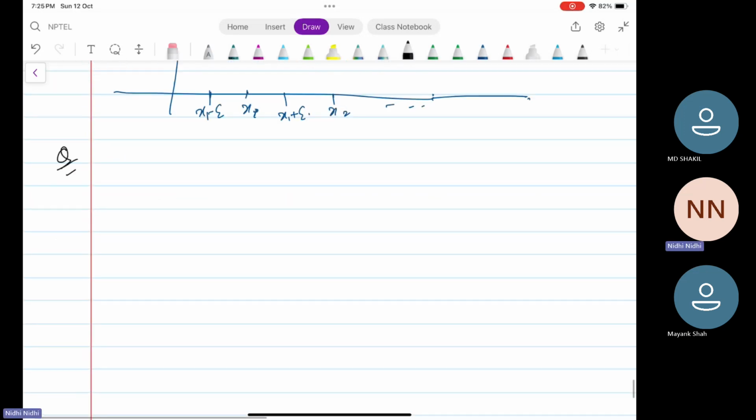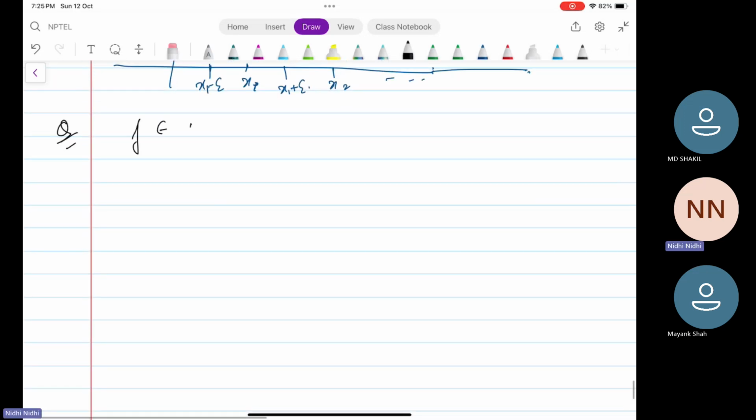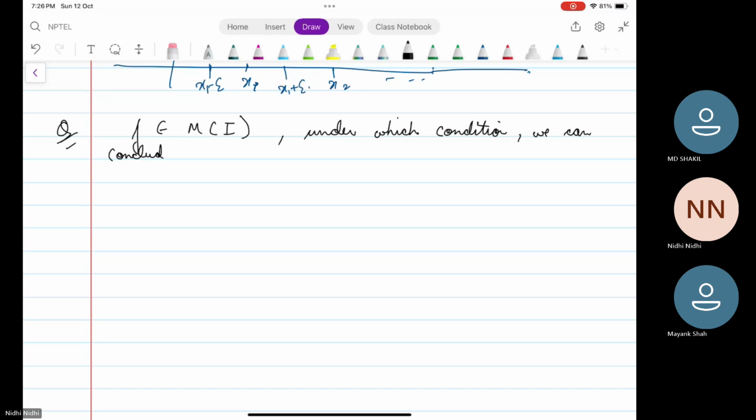Suppose f is in M(I), then under which condition can we conclude that this function is in L1? That is, if this integral over I of mod f is finite.